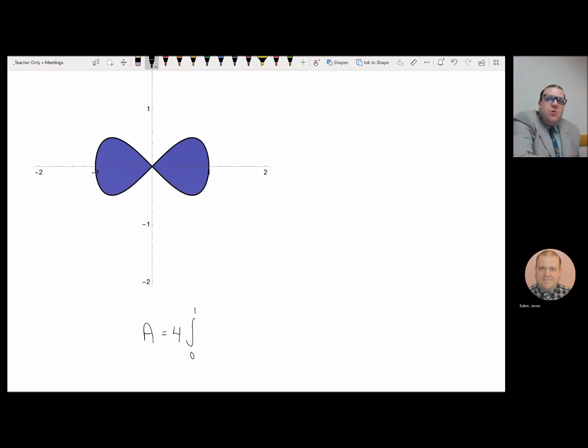4 times the integral from 0 to 1 of the square root of x squared minus x to the 4th dx. This is finding the area that lies above the x-axis on the right-hand side, and then multiplying it by 4.